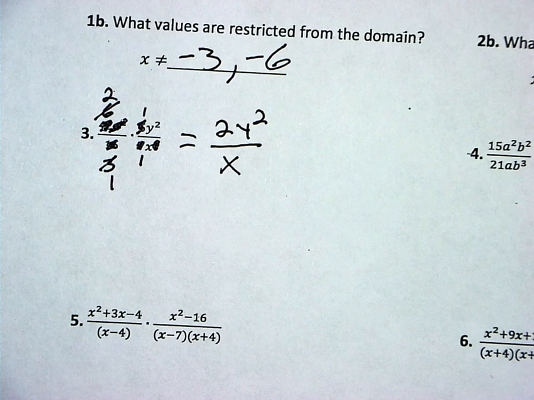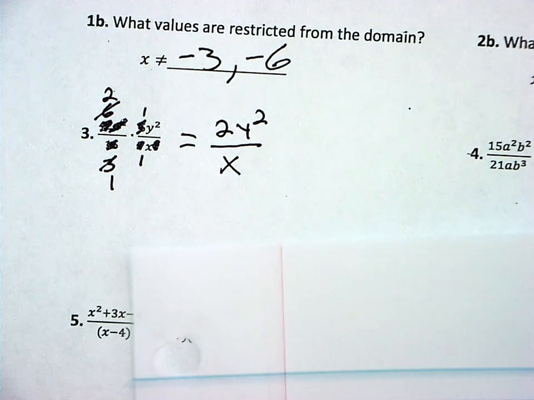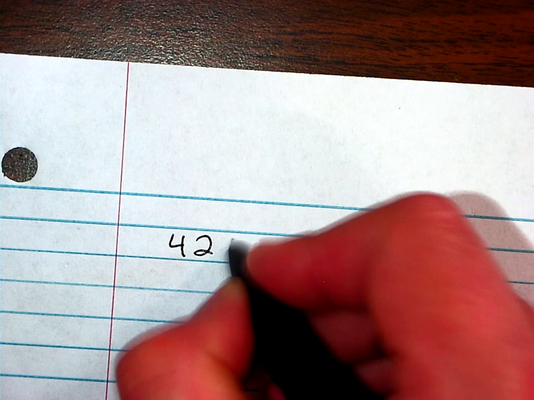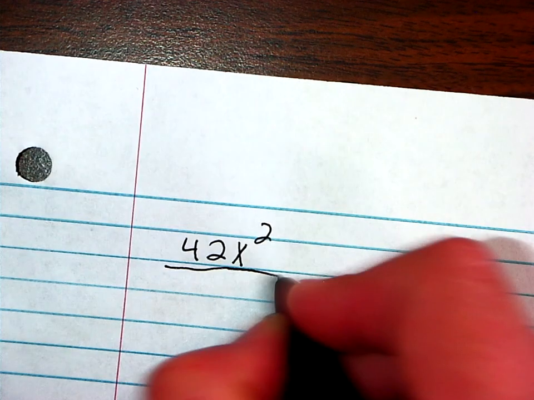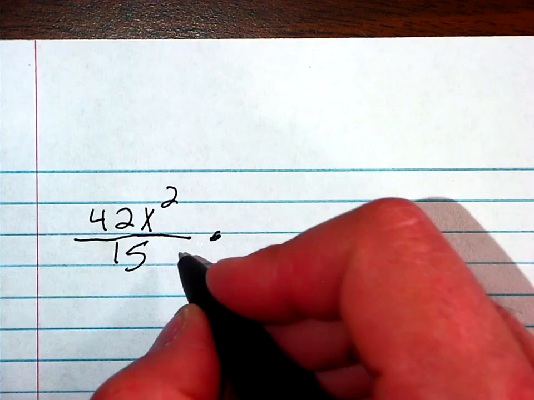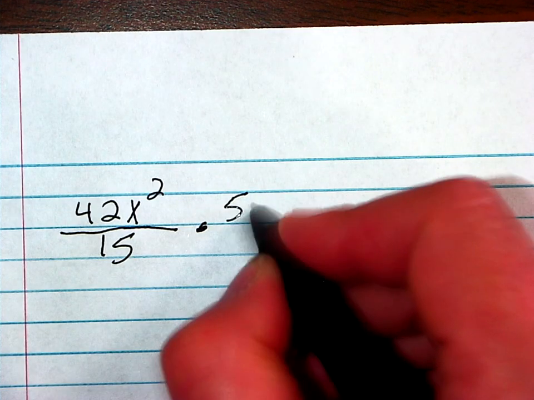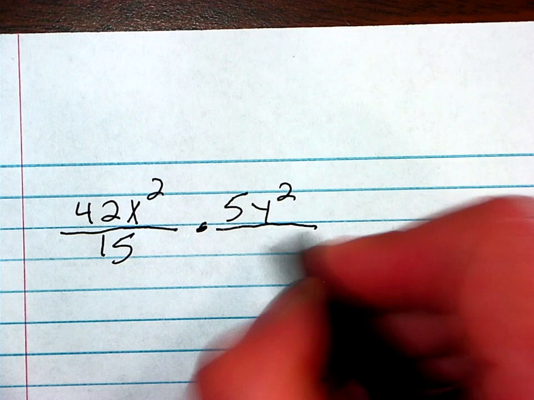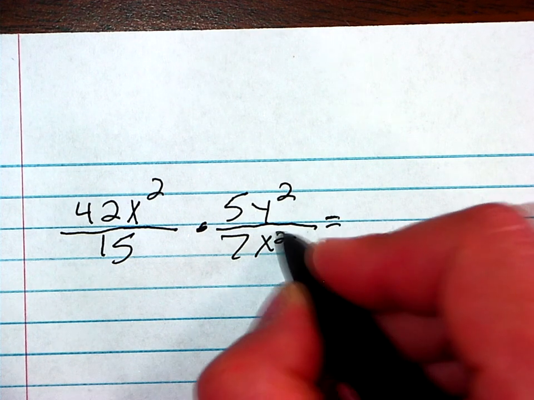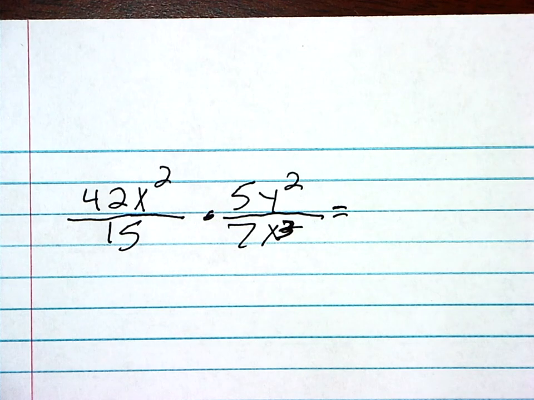Yes. All right, Kate, I'm going to show you another way of doing this problem, okay? It might be easier for you. So if I have 42x squared over 15 times 5y squared over 7x cubed. I said cubed. Why'd you write squared? There we go.